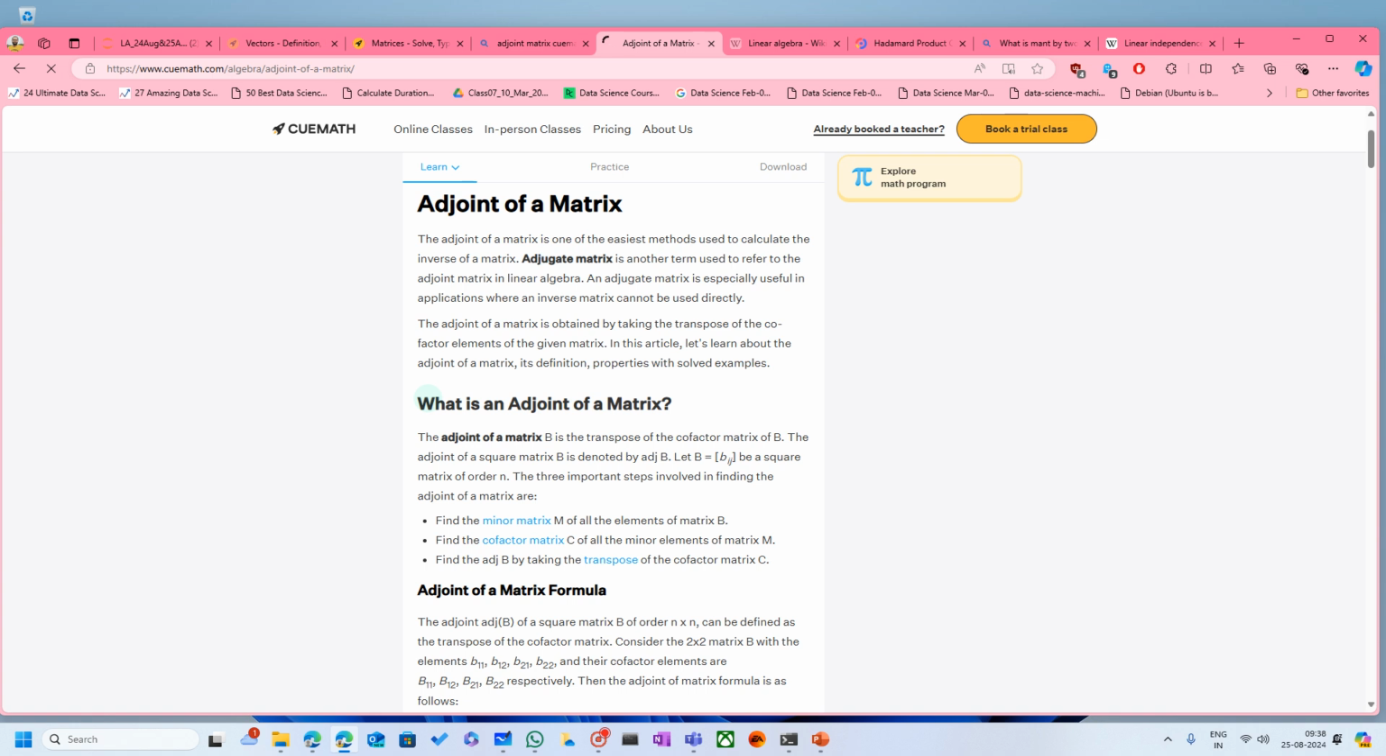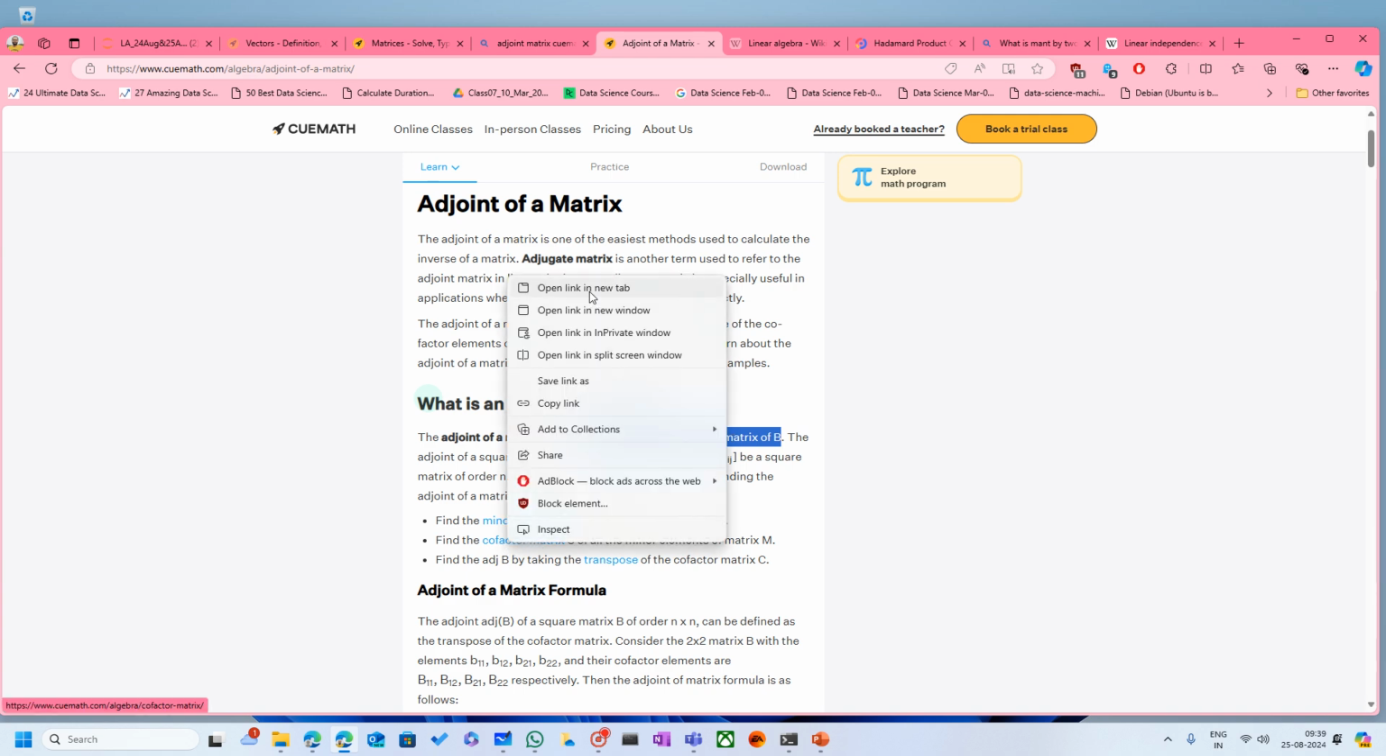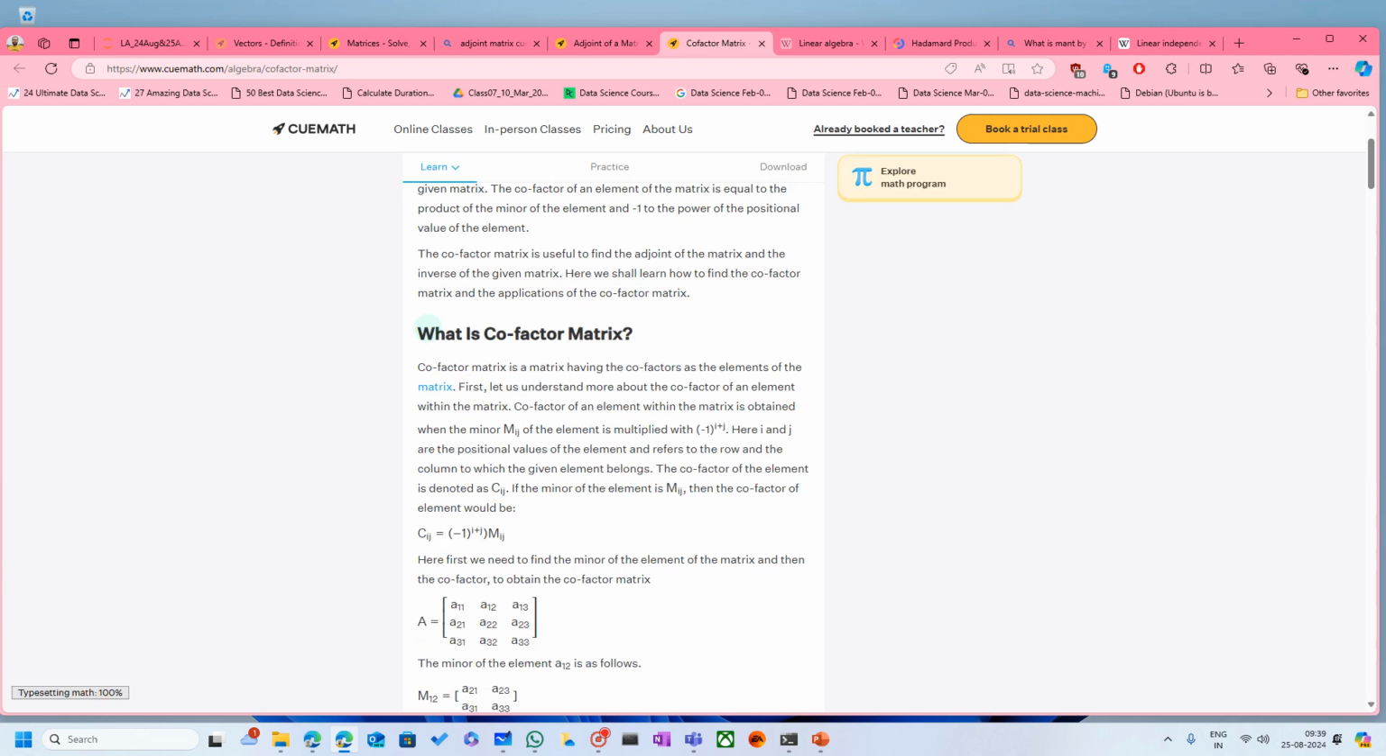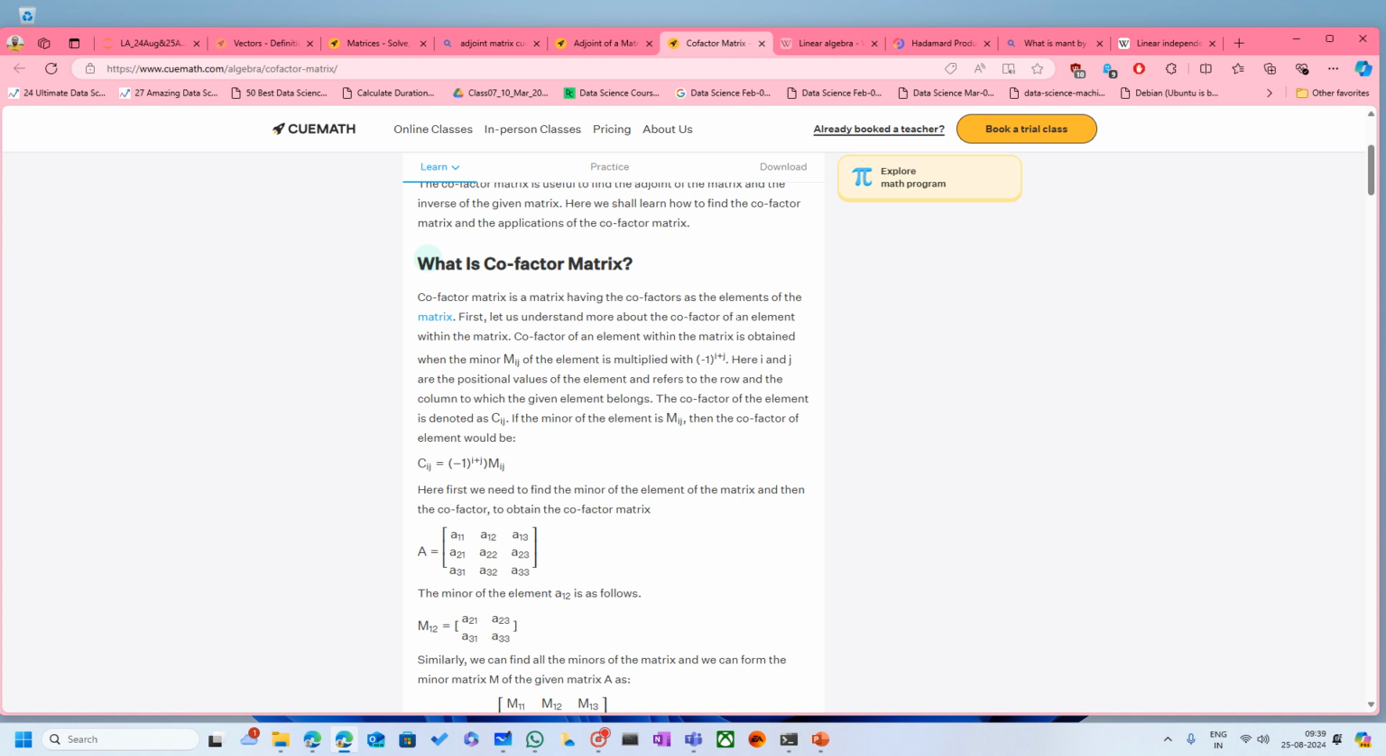Adjoint of a matrix is nothing but the transpose of the cofactor matrix. If you want to understand, let's start from cofactor then. So cofactor matrix.